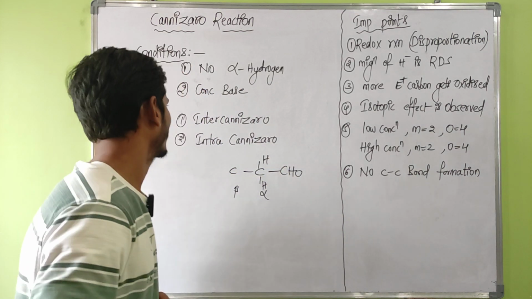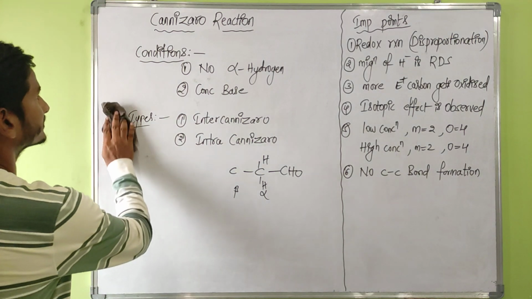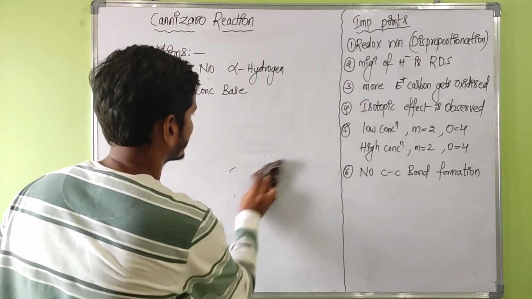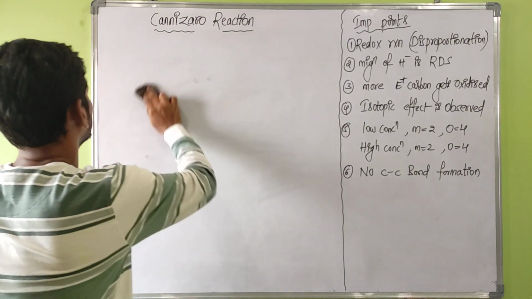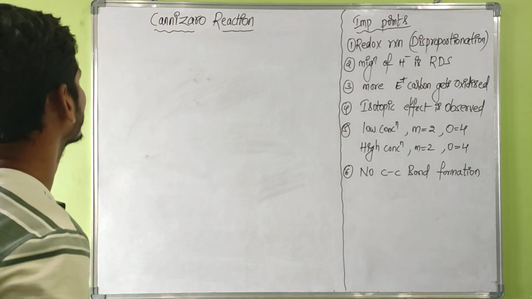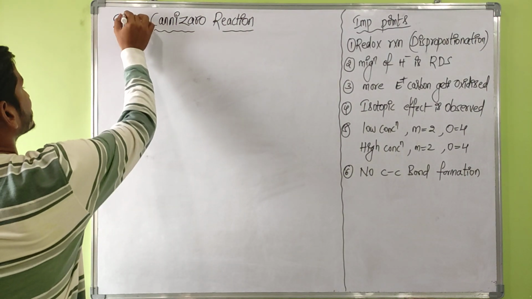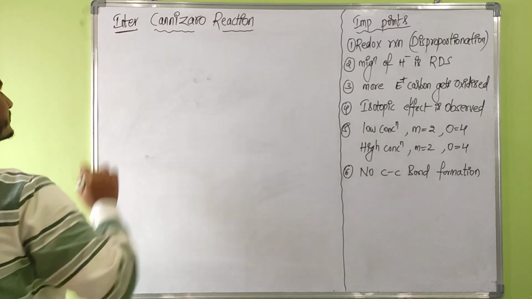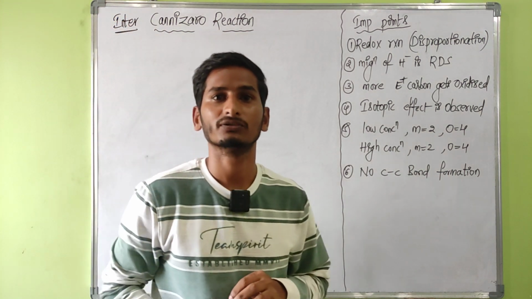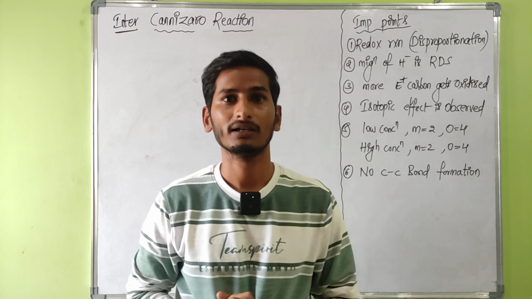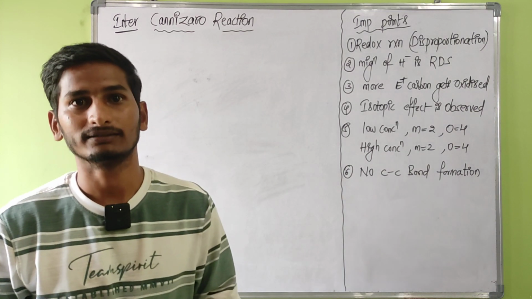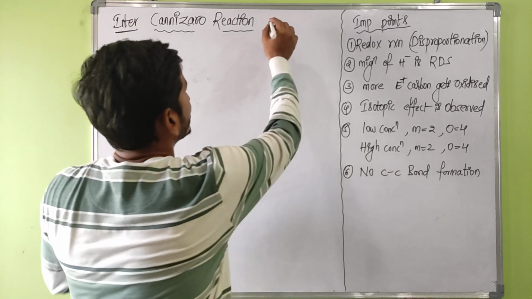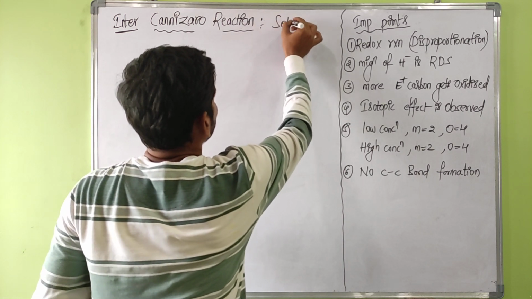So without delaying, put the heading inter-Cannizzaro. Take a pen and paper and try to practice along with me. So put the heading inter-Cannizzaro reaction. Inter-Cannizzaro is again of two types. First one is self-Cannizzaro and the next one is cross-Cannizzaro. Firstly we will learn self-Cannizzaro.